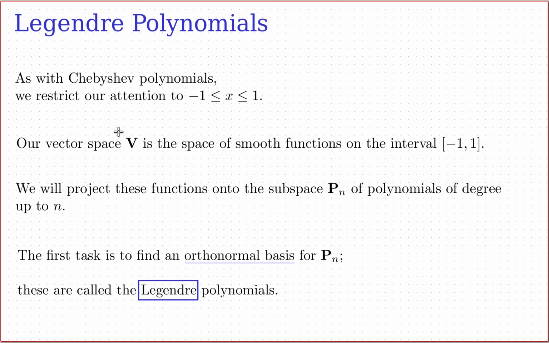We want to project a smooth function onto P_n, and then the first thing we have to do, as we saw in the last video, is to come up with an orthonormal basis for P_n, and then we can just project the function onto each element of the orthonormal basis and sum them. The orthonormal basis that we will come up with are called the Legendre polynomials. So that's the meaning of the Legendre polynomials. They're an orthonormal basis for the space of polynomial functions.